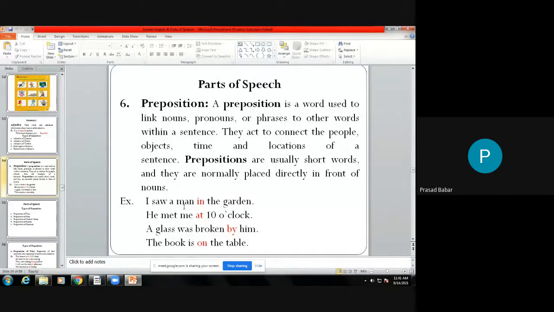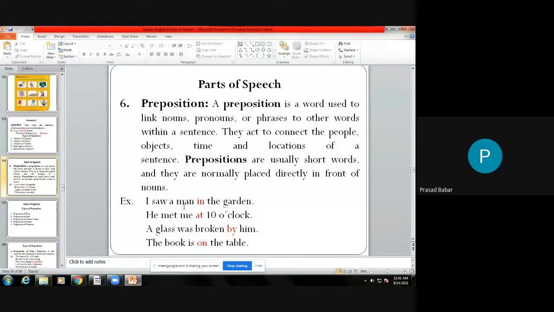Let's see the first example. I saw a man in the garden. So in this example, "I saw a man" is one phrase and "in the garden" is another phrase.